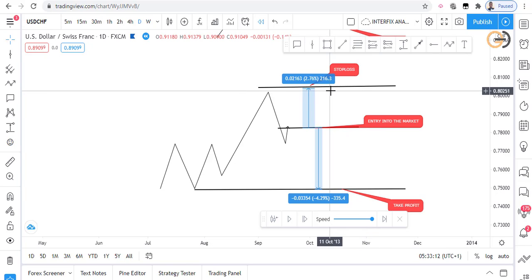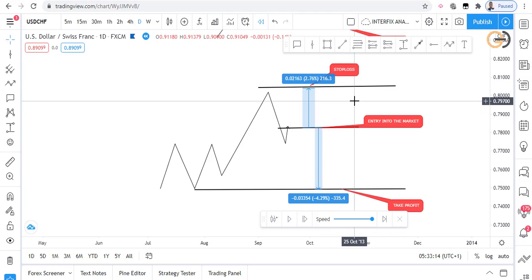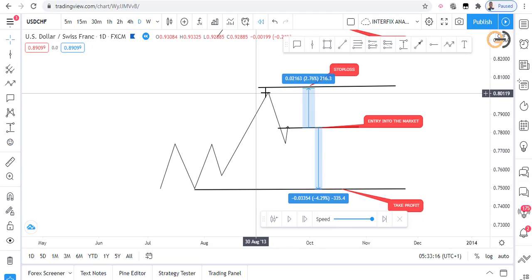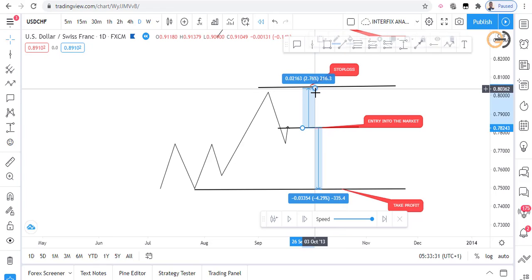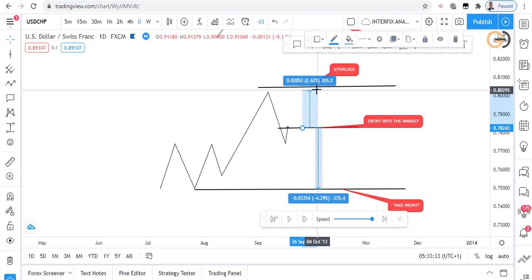So you must determine your risk to your reward before you enter a trade, and you must make sure you trade from the highest point so that you can reduce your risk. The normal stop loss should not be more than 20 pips. When your stop loss is more than 20 pips, then you are risking more than your reward.